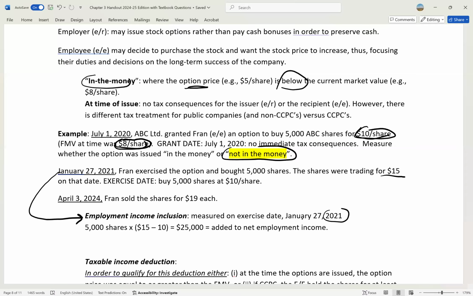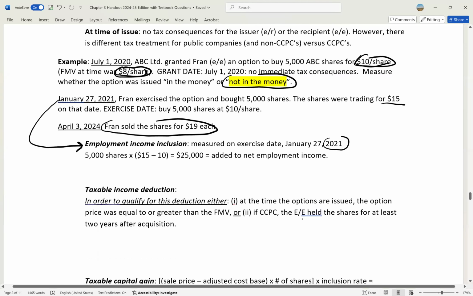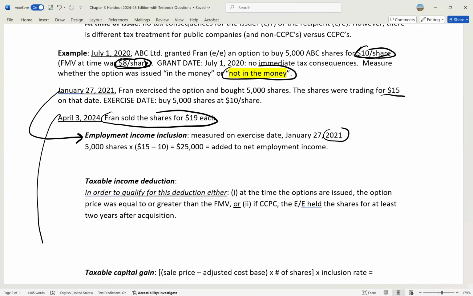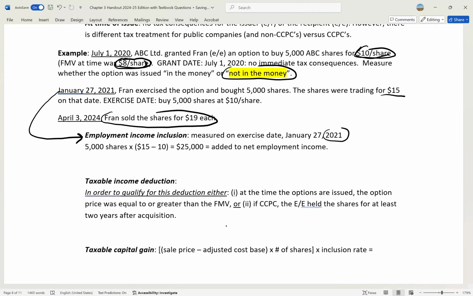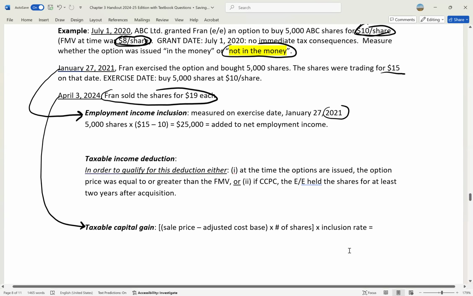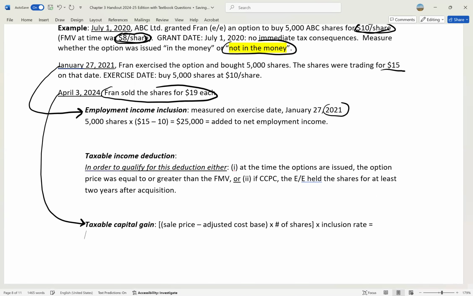Now, the shares then are sold a few years later. So on April 3rd, 2024, she's going to sell the shares. So I want to talk about what happens then when she sells the shares. When she sells the shares, there's going to be a taxable capital gain, hopefully, because hopefully she would have sold them for more than she paid for them. And she sells all 5,000 for $19 per share.